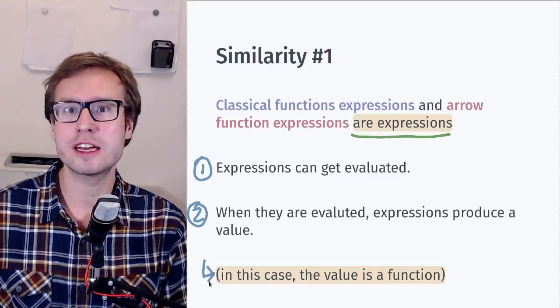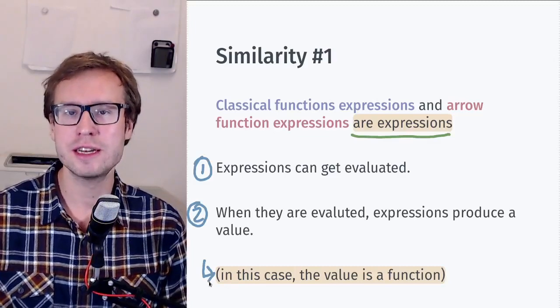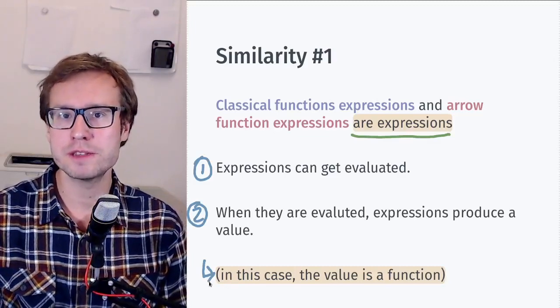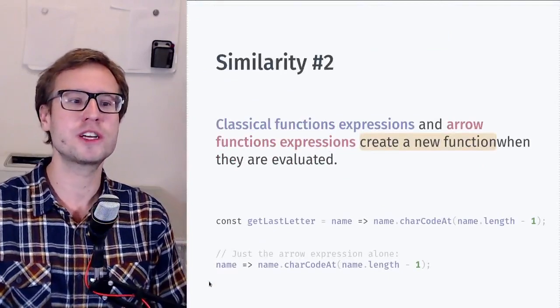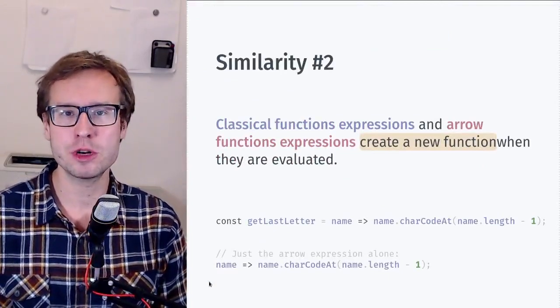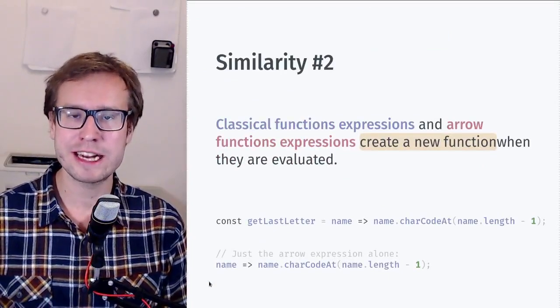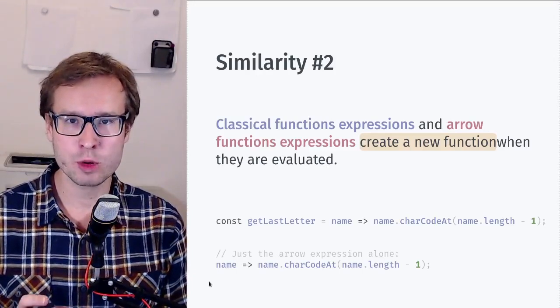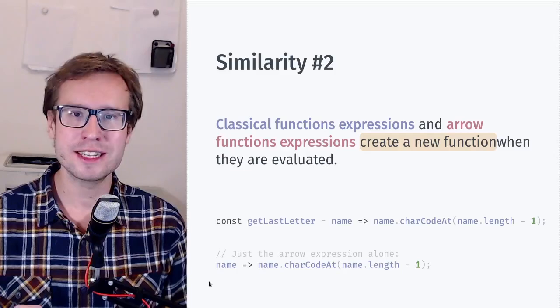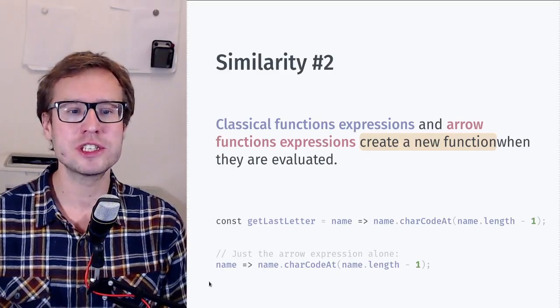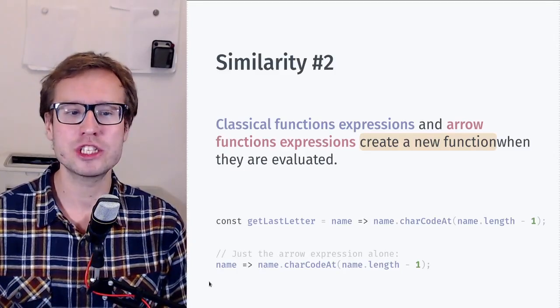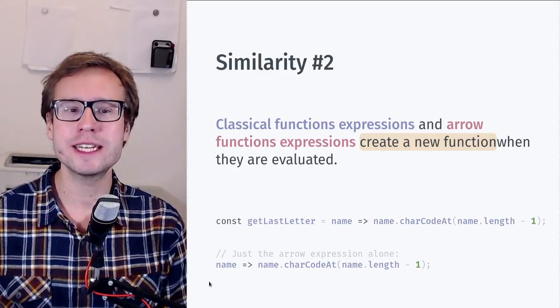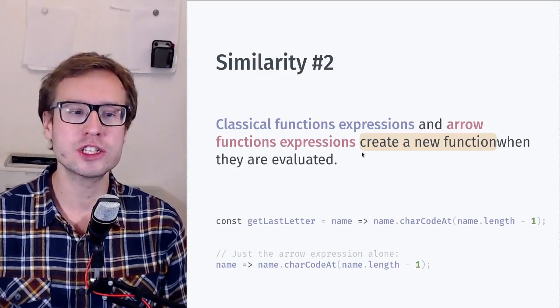Specifically, I'm talking about those expressions while they produce a function. Okay, so they are expressions, they produce a function. But I want to dig a little bit deeper. So I'm going to tell you about similarity number 2. It's just going a little bit more specific. Classical function expressions and arrow function expressions, what do they do when they're evaluated? They create a new function.